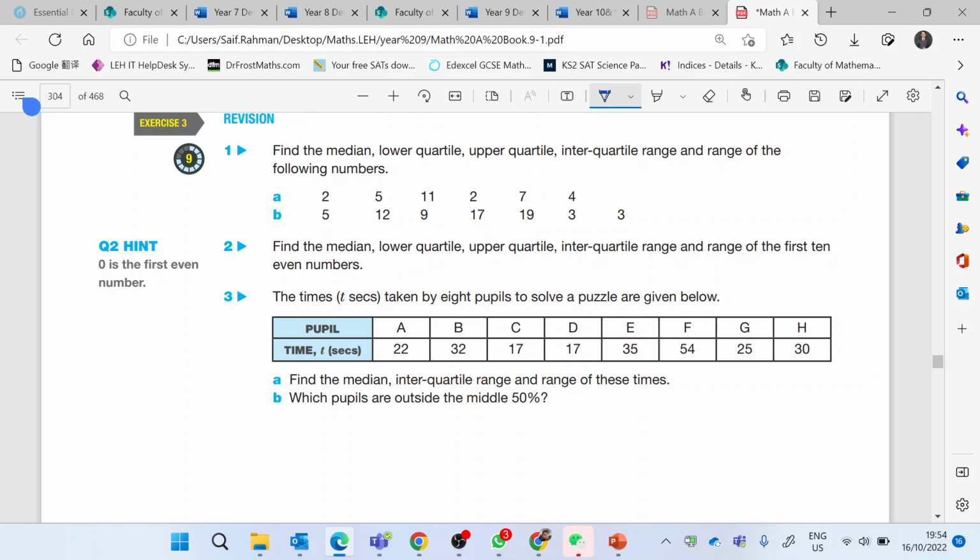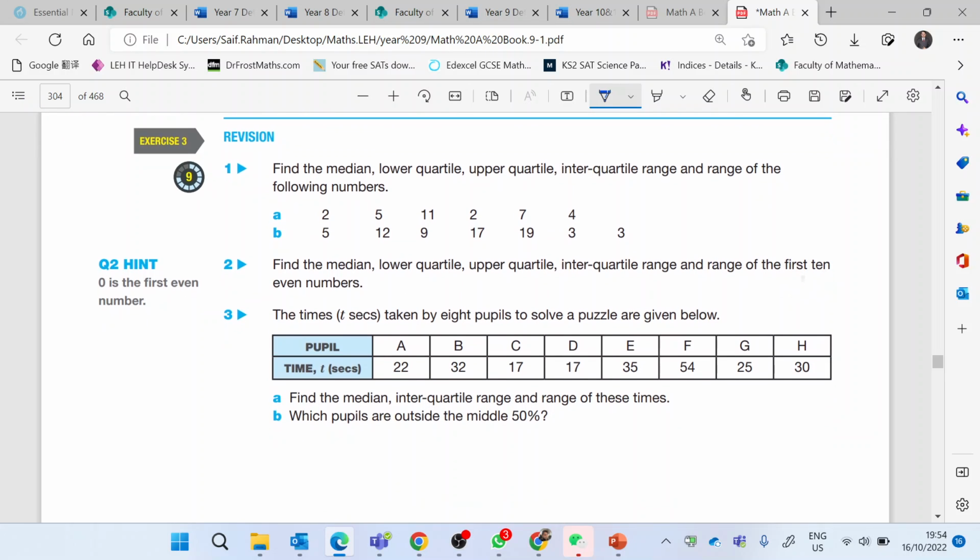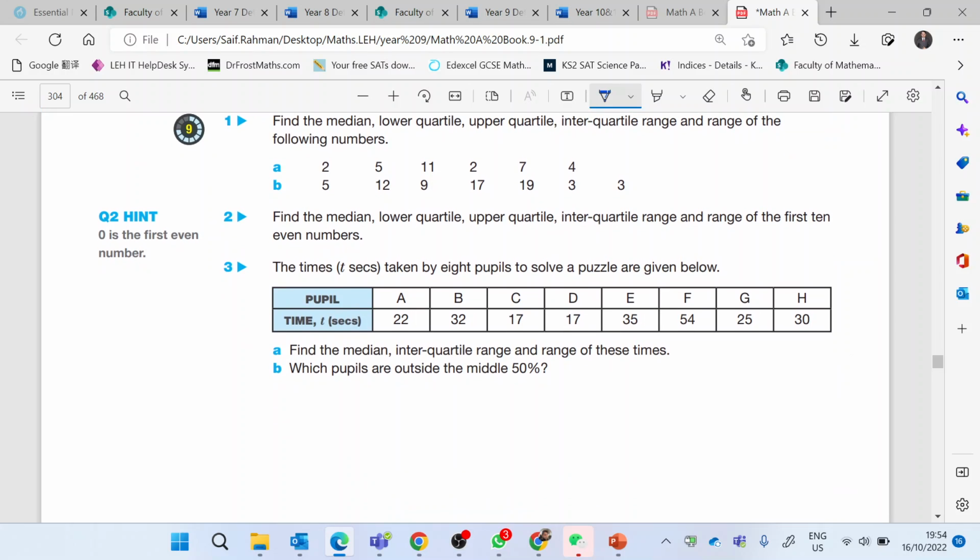Okay, so the next is a revision, and in revision find the median, lower quartile, upper quartile, interquartile range of the numbers. So these are the numbers given to us, 1 2 3 4 5 6 in question 1 and 7 in question B. So first you have to put all these numbers in order and then find the quartiles.